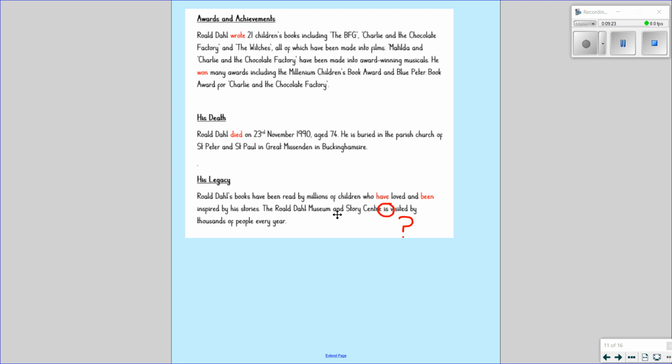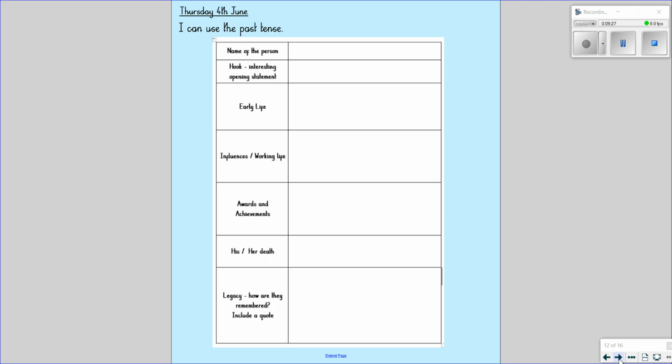How did you get on? Hope that was okay for you. Little practice in past tense verbs there. Now, the next thing you need to do today, if you can, is to write your plan.